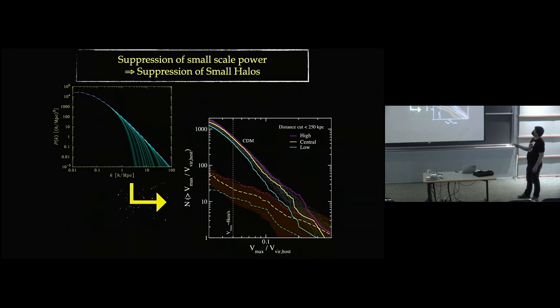And in fact, you can place limits on warm dark matter simply by counting dwarf galaxies in our local group. And that has been done by the Sloan Digital Sky Survey and by the Dark Energy Survey.